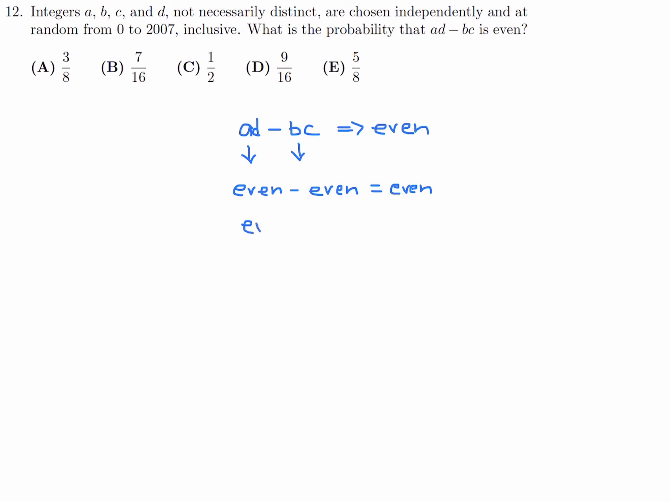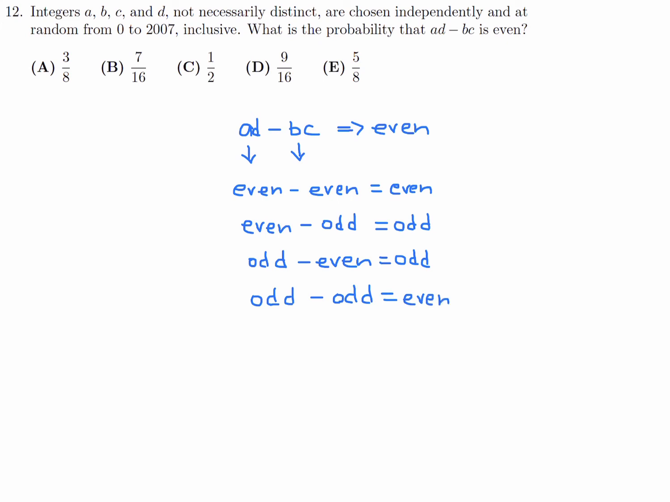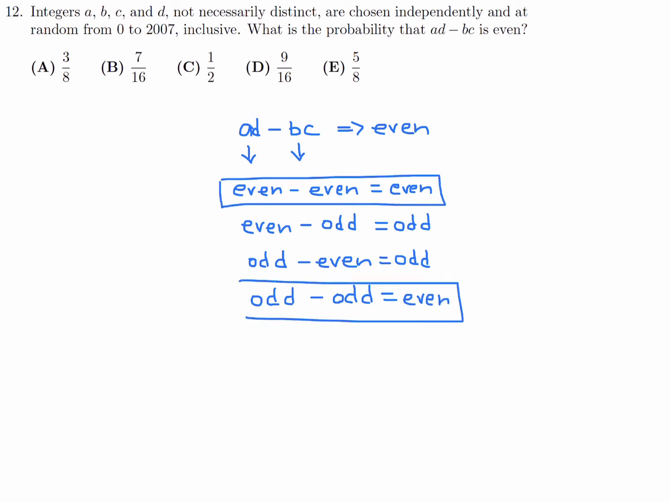But what if I have even minus an odd, where this is even, but this is odd? Well, that equals an odd, so that's no good. What if I had odd minus even? That also equals an odd. And finally, if I have odd minus odd, that would equal an even. So the scenarios that I want are this one and this one.